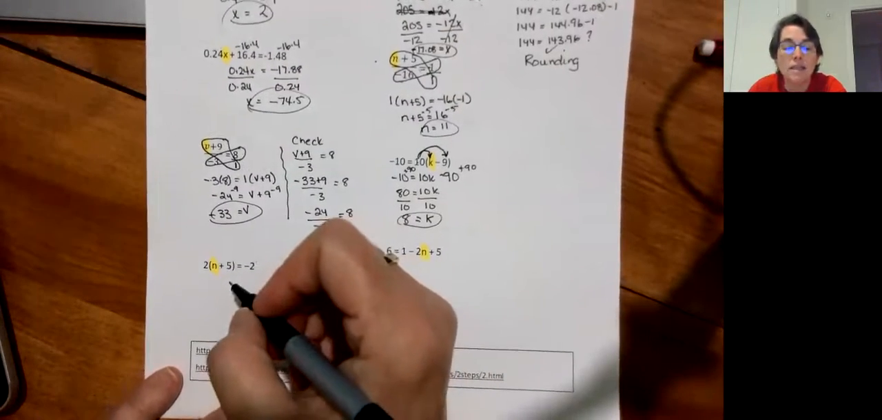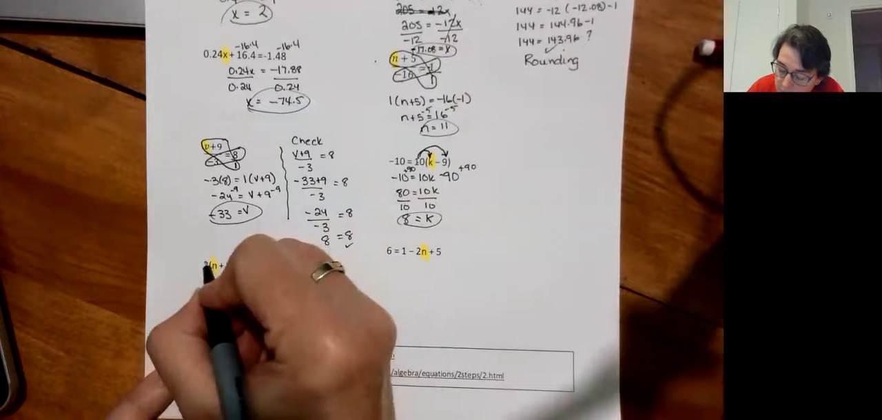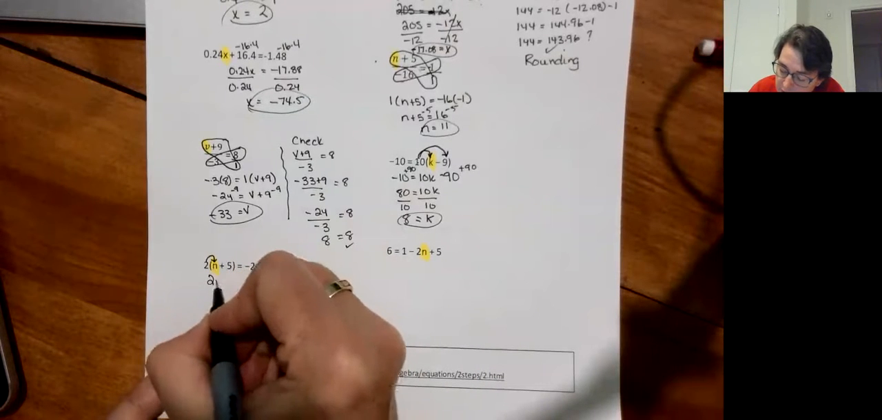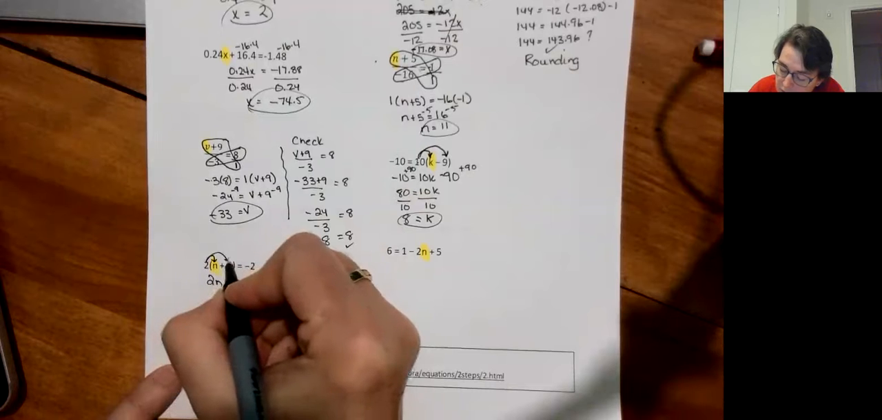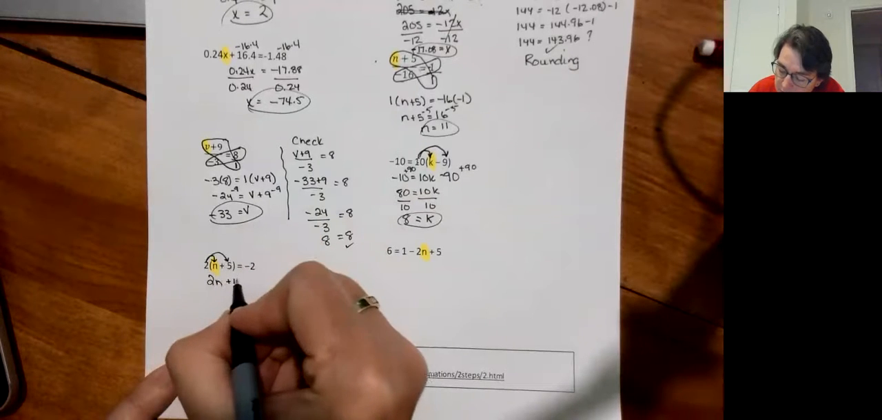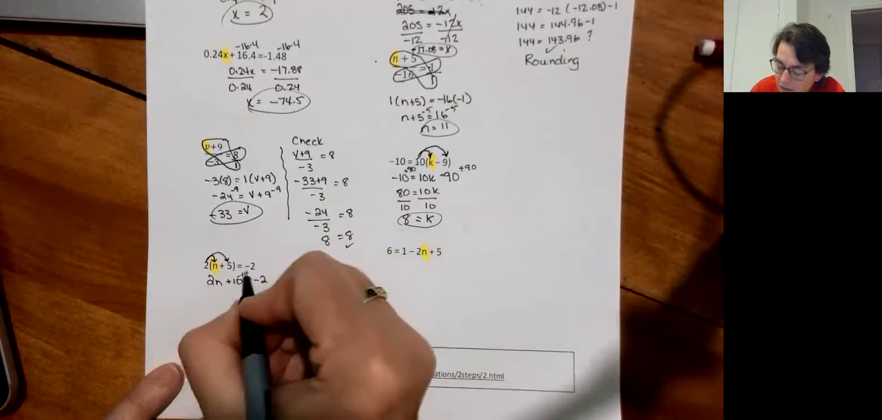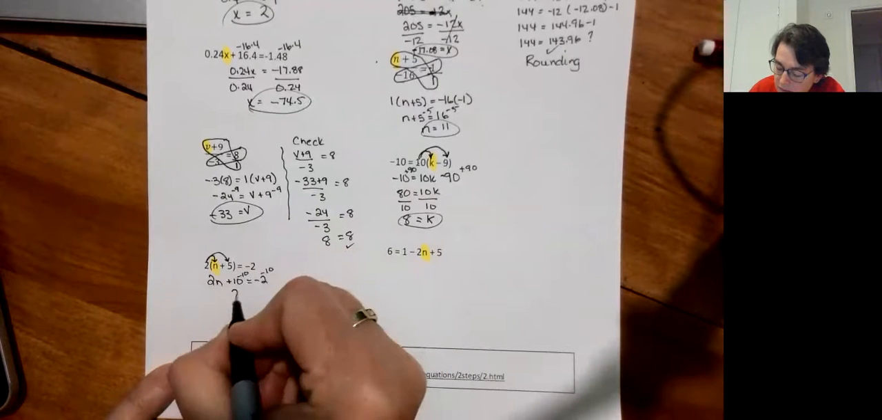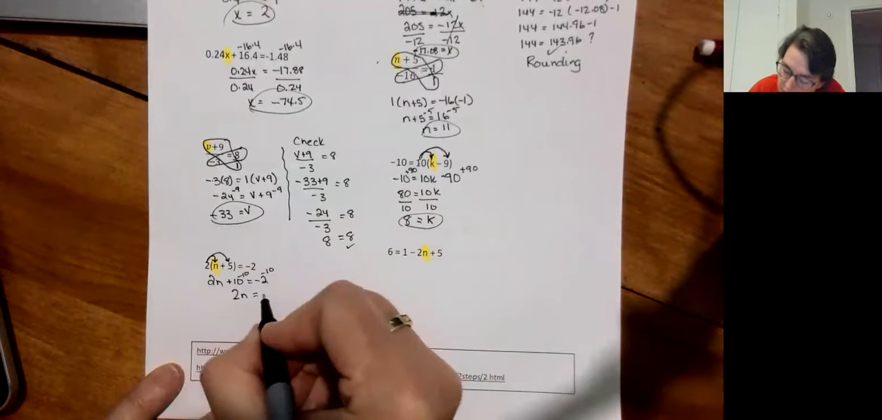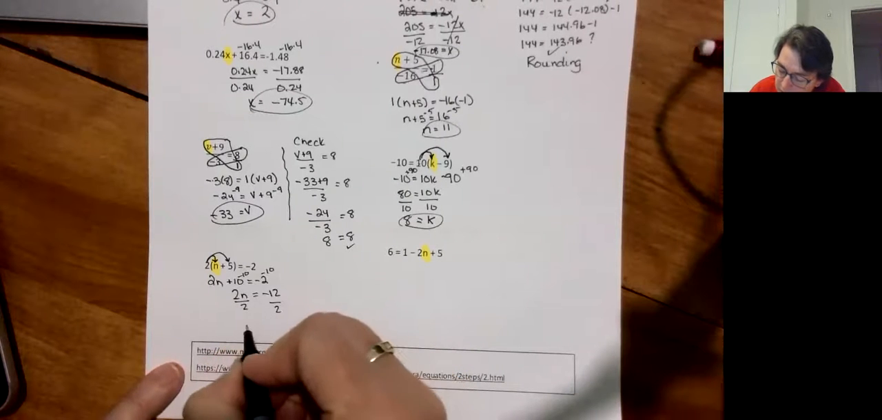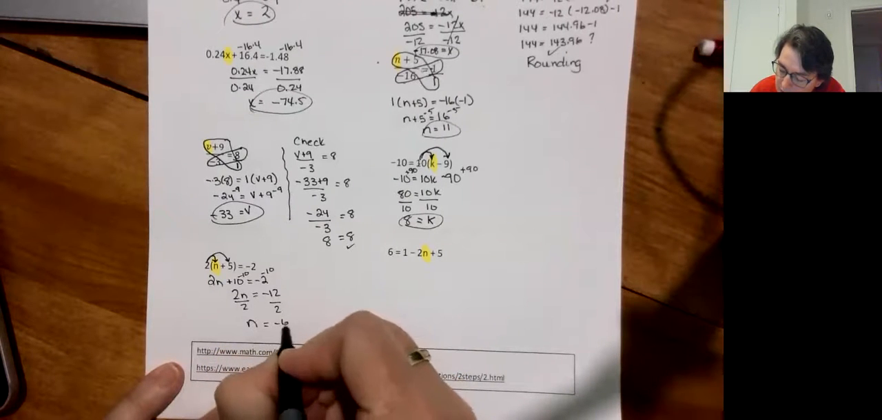All right, almost done. So we're going to use a distributive property, 2n through there, plus 10 is equal to minus 2. I'm going to move my 10 over. So 2n is minus 12, divide by 2, divide by 2, n is equal to minus 6.